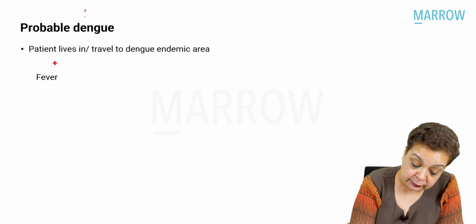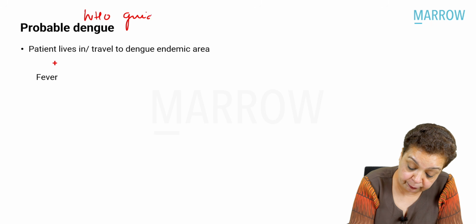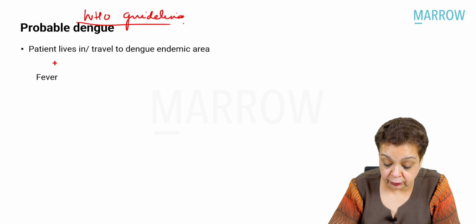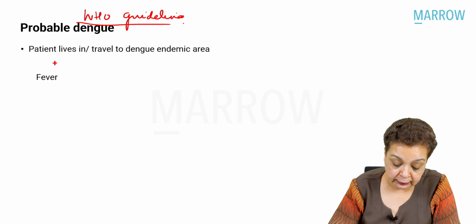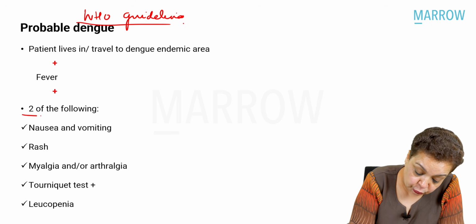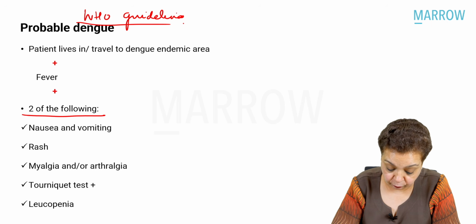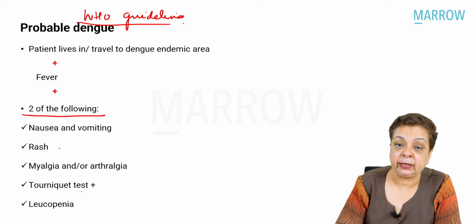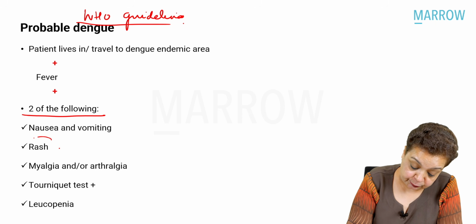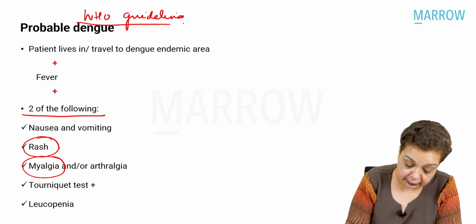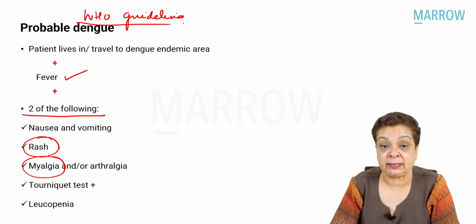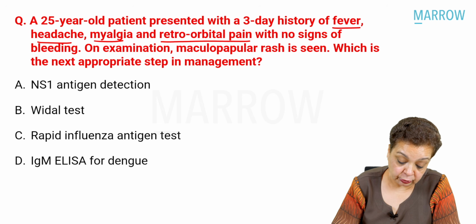A patient should be suspected of having probable dengue if the patient lives in or has traveled to a dengue endemic area and the patient has fever with two of the following: nausea and vomiting, rash, myalgias or arthralgias, tourniquet test is positive, or leukopenia. So this patient has a rash, has myalgias along with fever. Our criteria is fulfilled. So we should be suspecting this patient of suffering with dengue. Okay. So that's what we are going to look for.